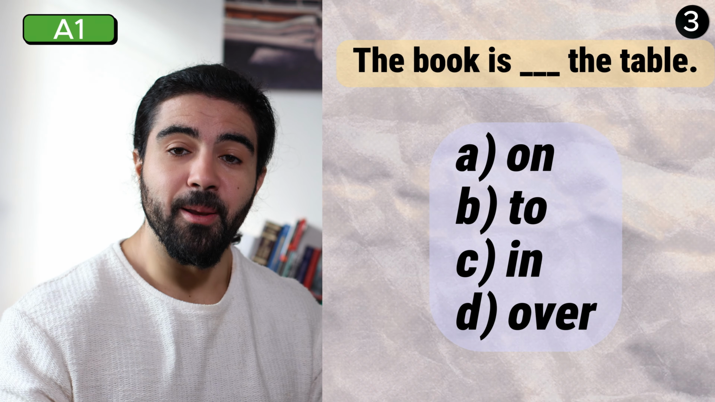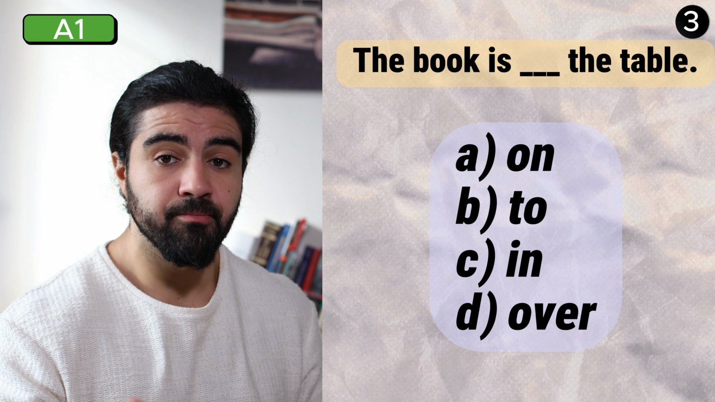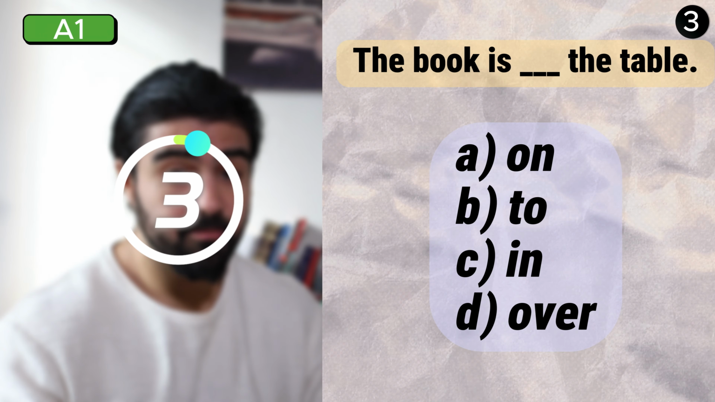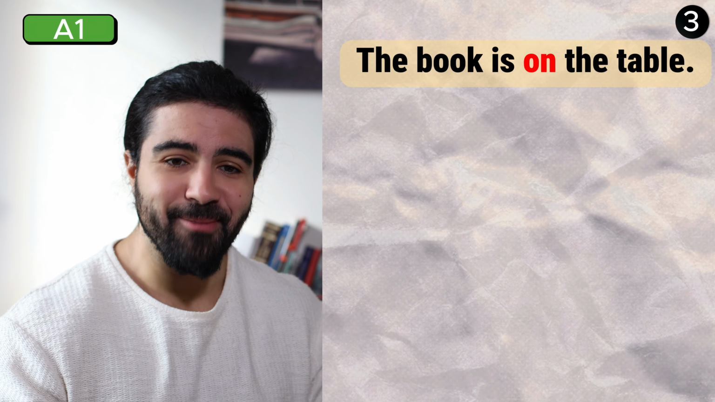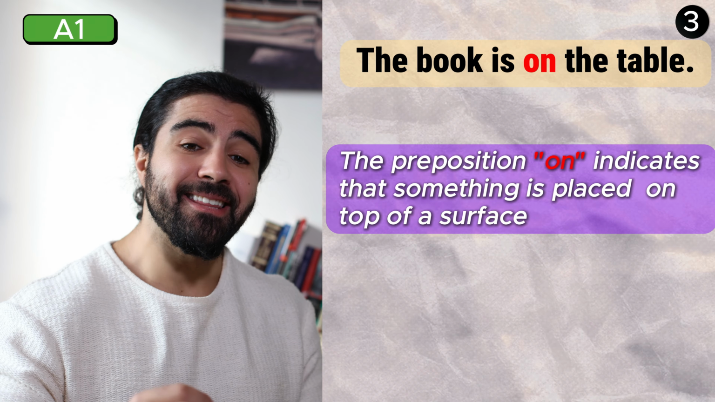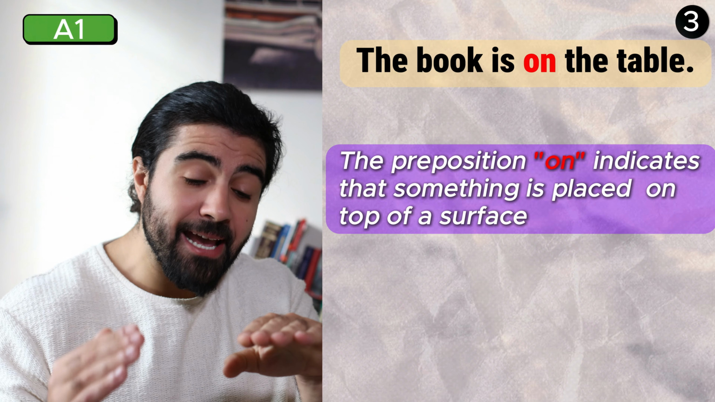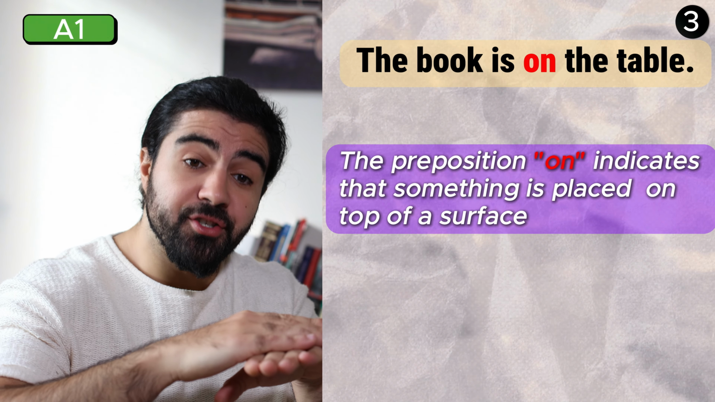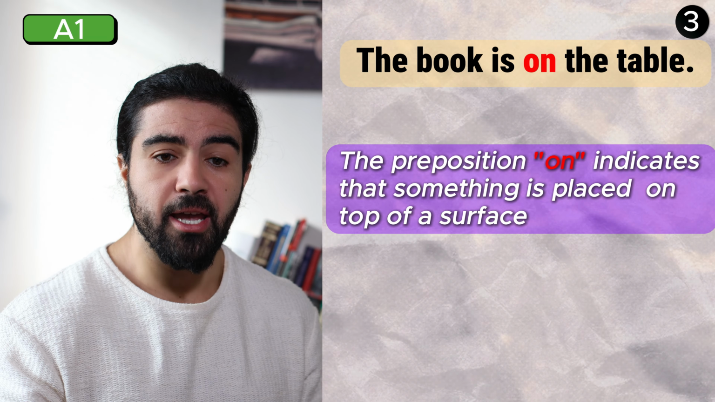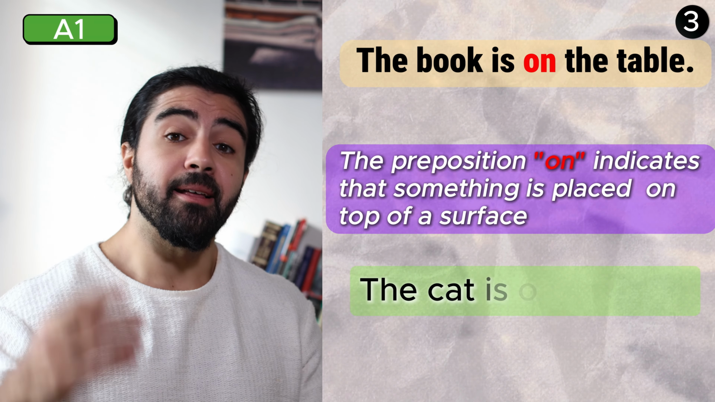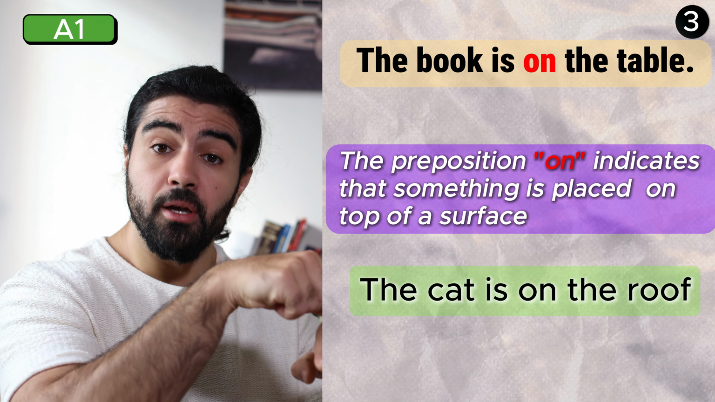Number 3. The book is the table. The book is on the table. The preposition on indicates that something is placed on top of another surface. This is a common preposition, right? And it's used to describe location. For example, you can say, the cat is on the roof.